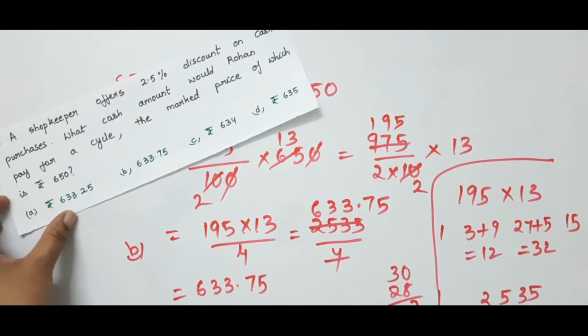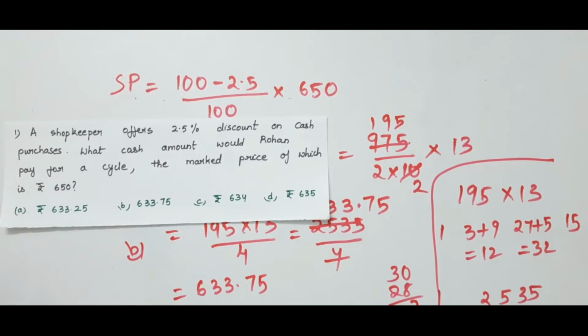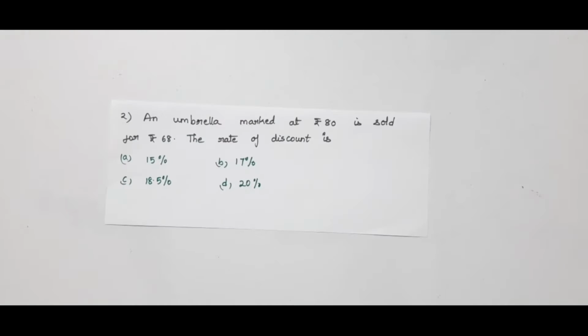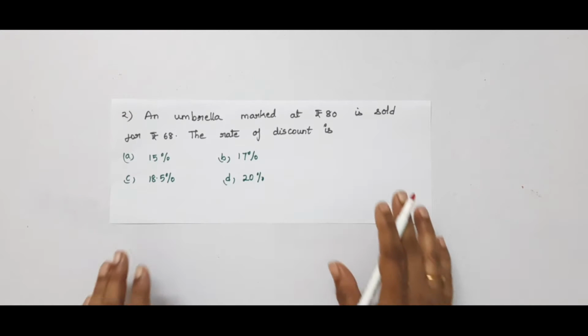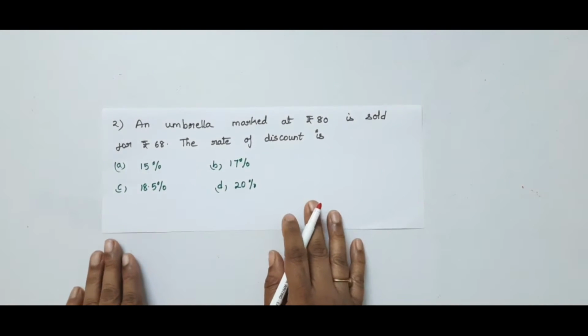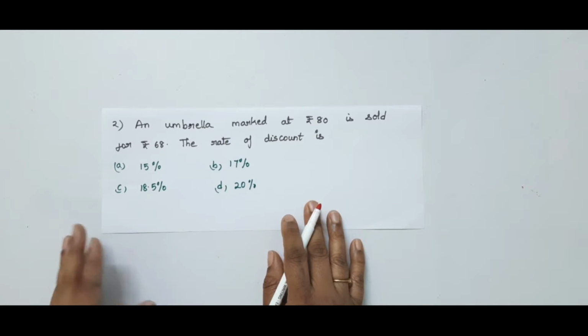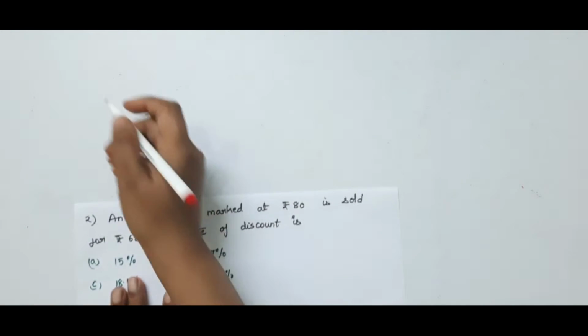So in this way you have to solve this type of problems. Now let us go to the next problem. Next problem, an umbrella marked at rupees 80 is sold at rupees 68. The rate of discount is, options given as option A 15%, option B 17%, option C 18.5%, option D 20%. If this type of problem is given, that is, if they give the market price and the selling price and ask to find the rate of discount.